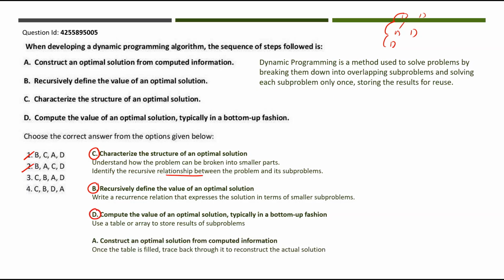The final step will be construct an optimal solution from computed information. We are computing here and storing it in a table, and we are using the computed information in the next step. A will be the final step. Once the table is filled, trace back through it to reconstruct the actual solution. From these 4 steps, compute the value and construct from computed information can be a clue. It means the D step will be followed by A. DA is a clue here.